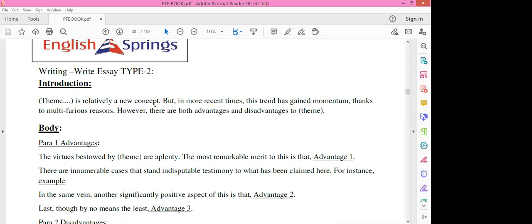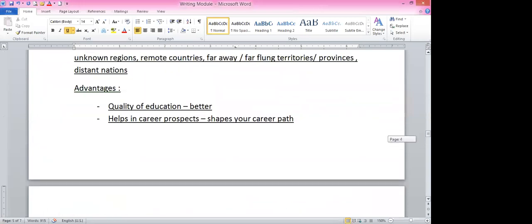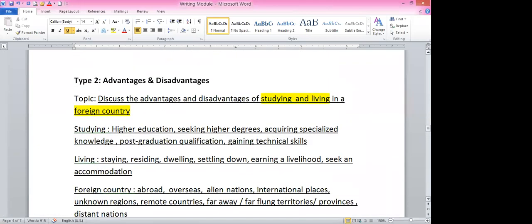What is my theme? Swarna, tell me. What's the theme of the topic? What is the main topic? Topic: the advantages and disadvantages of studying and living abroad.